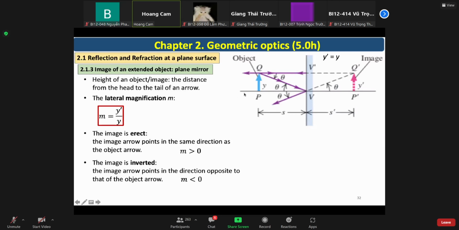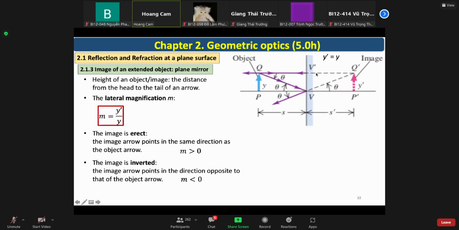So we have VP here, this line, and PV is perpendicular to the surface of the mirror. So you draw QV. The reflected rays will be symmetric to this incident ray through this axis. So you can find the reflected rays in this way. The first reflected ray and the second one are here.